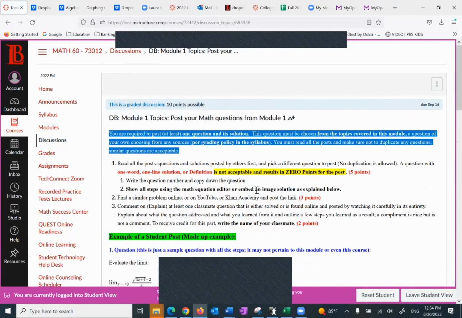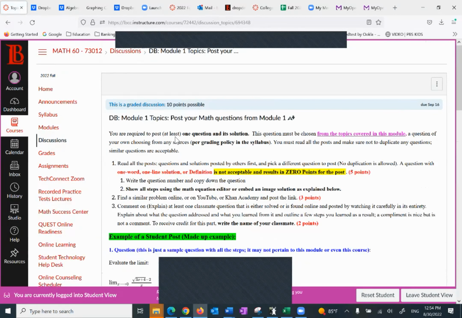You want to follow the instruction. You're required to post at least one question and its solution. The question must be chosen from the topics covered in this module. So whatever we cover in this module, a question of your own choosing from any source per grading policy in the syllabus. You must read all the posts and make sure not to duplicate any questions. Similar questions are acceptable. For example, you're looking at a specific topic and you have a similar question, but it's not identical, that's fine. Let's say you're talking about optimization, which is not this module, by the way.